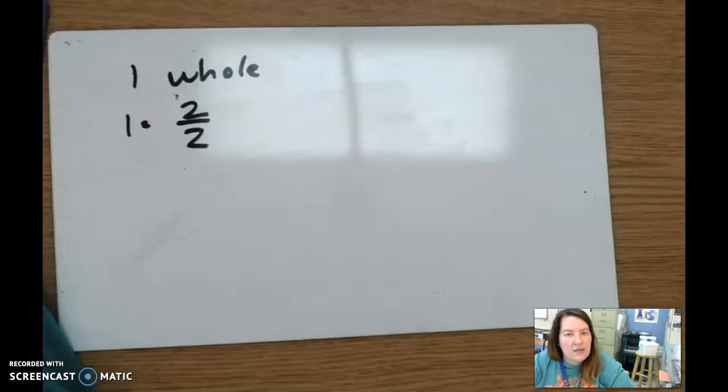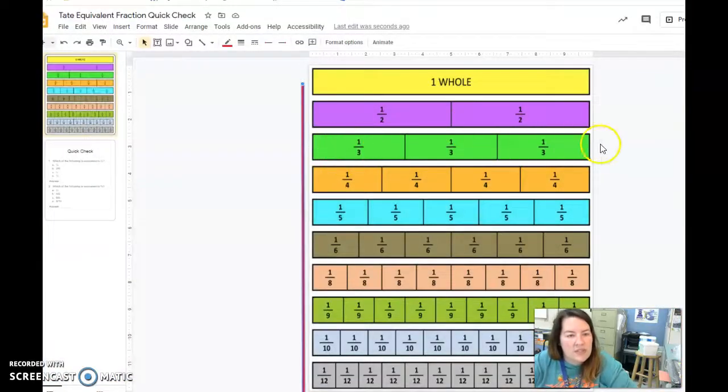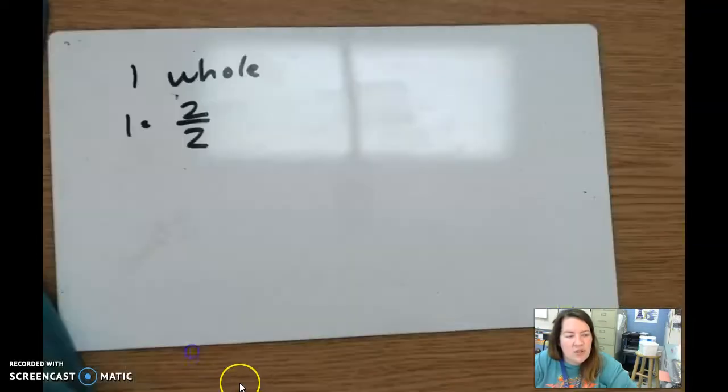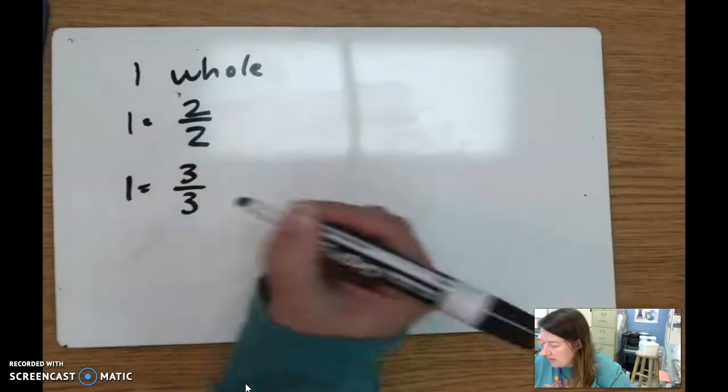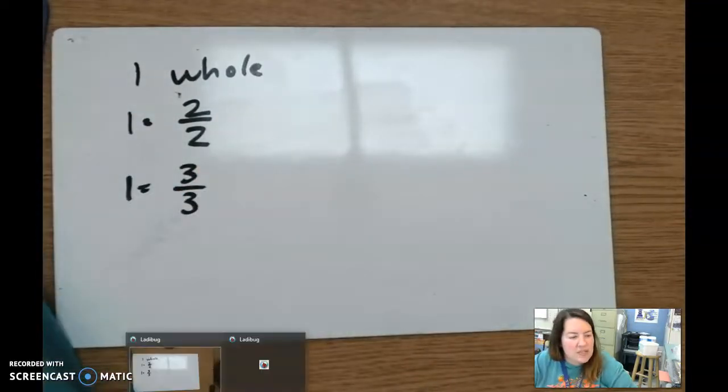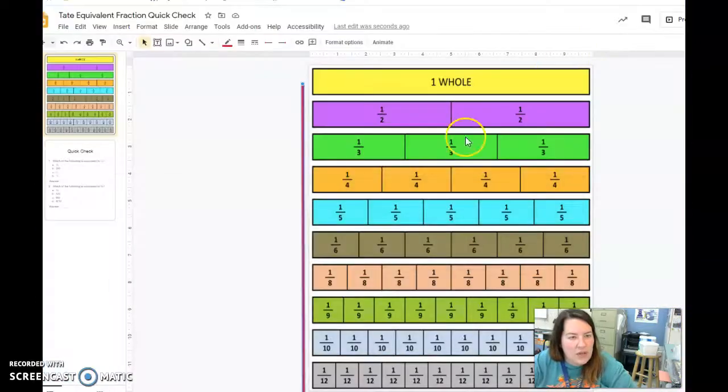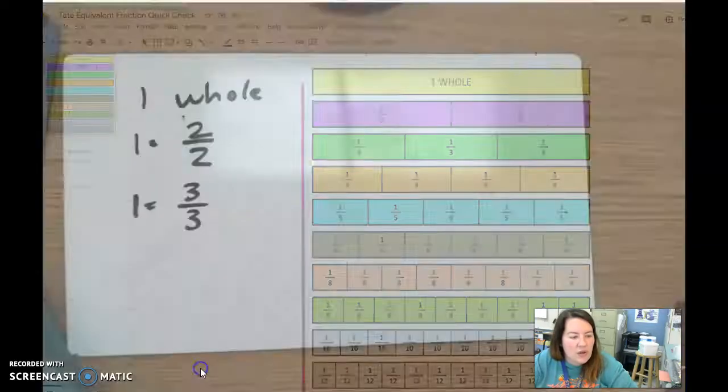Look at this other one. This whole green thing is the same size as a whole. How many thirds is that? 1/3, 2/3, 3/3. So 1 whole is also equal to 3/3. You should start seeing a pattern here. What about fourths? How many fourths are equal to a whole? 1/4, 2/4, 3/4. Look, 4/4 are equal to that whole.